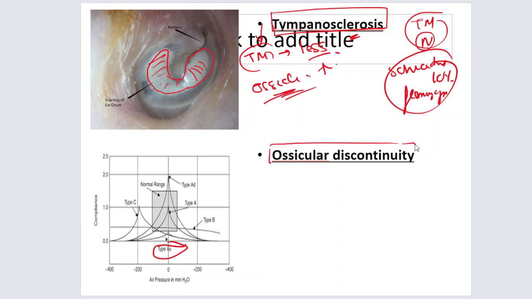Ossicular discontinuity. In tympanosclerosis, there is also a chance of having a past history of ear infections like serous otitis media or acute suppurative otitis media. Also, you can have this kind of condition.